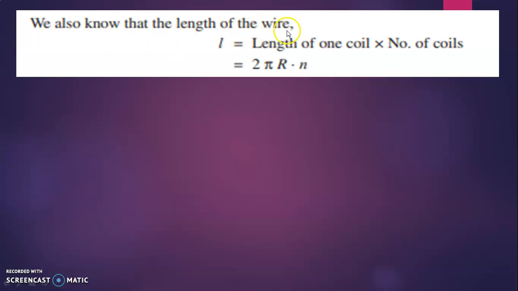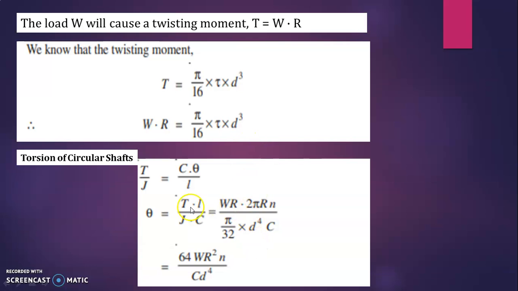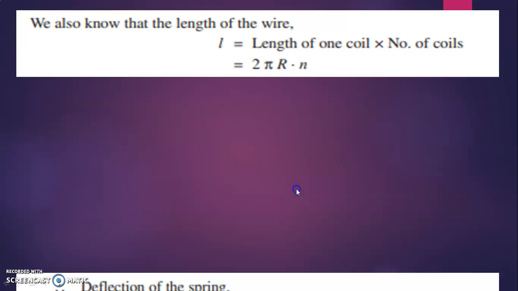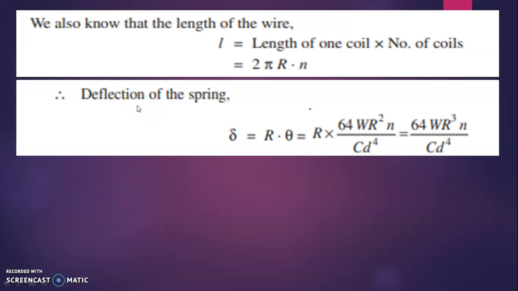The length of the wire is given by the length of one coil into the number of coils. That is the length of the wire. The length of one coil is 2 pi r, and the number of coils is n. So the length of the wire is equal to 2 pi r n. That's why it is written here: length is equal to 2 pi r n. Next, we'll see what the deflection of the spring is.